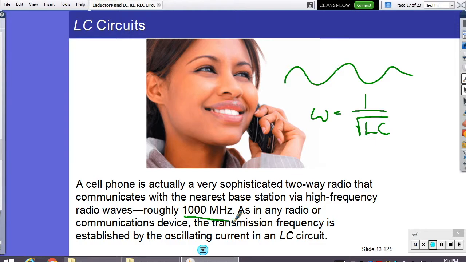And you can send signals and pick up signals and receive them and all kinds of things like that. So LC circuits are found absolutely everywhere. They are little harmonic oscillators of the electronics world.